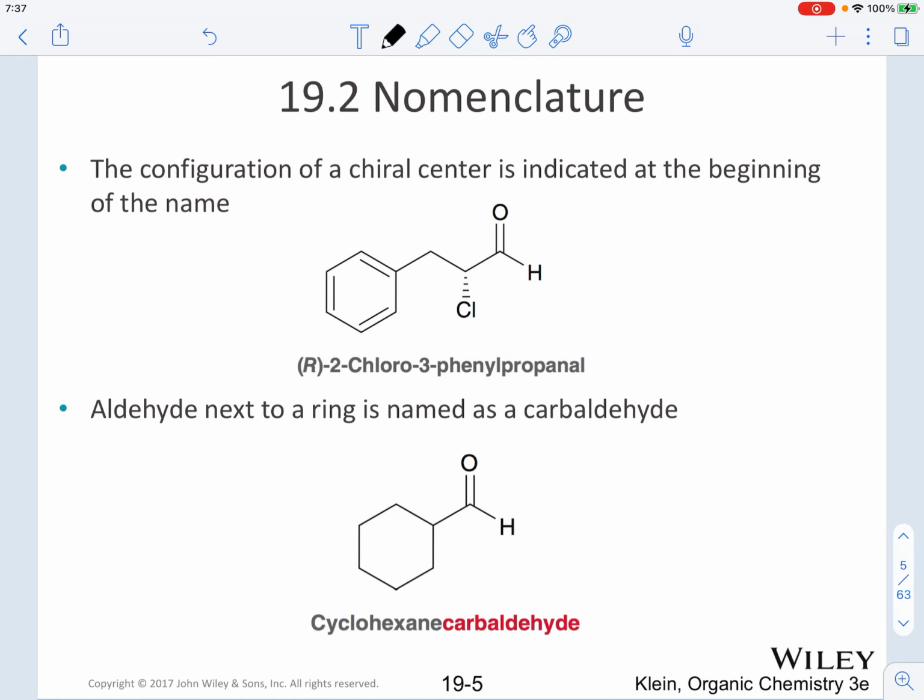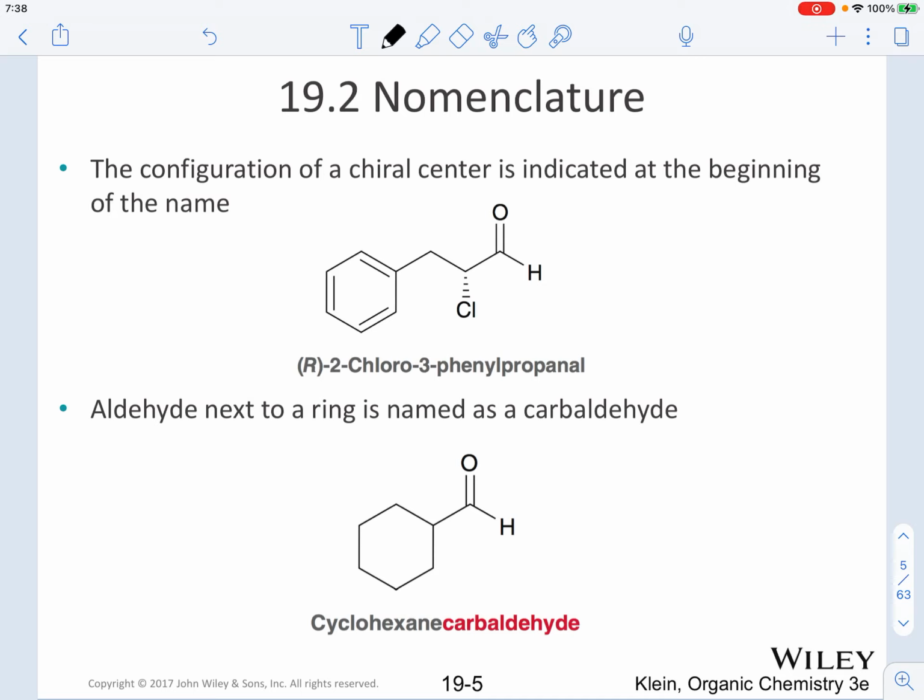Now, understand that if you have a chiral center, specifically only one, in an aldehyde, you can put in parentheses at the beginning of the name the configuration of that chiral center. If you have more than one, two or more, you need to give the location for the specific chiral center.